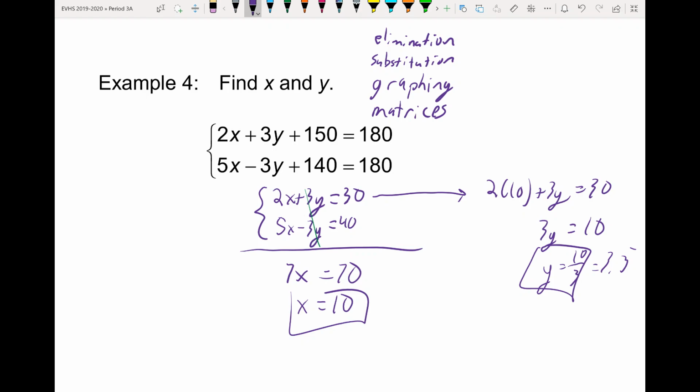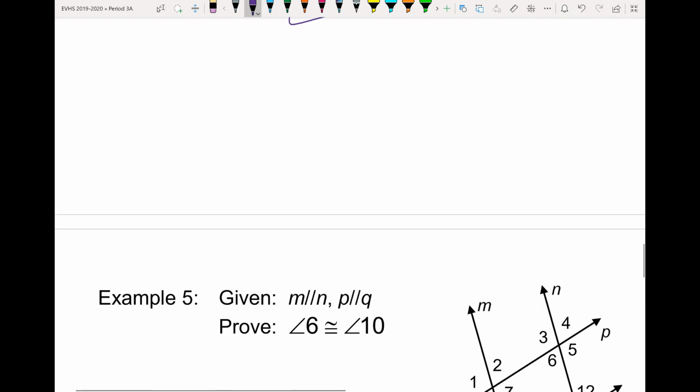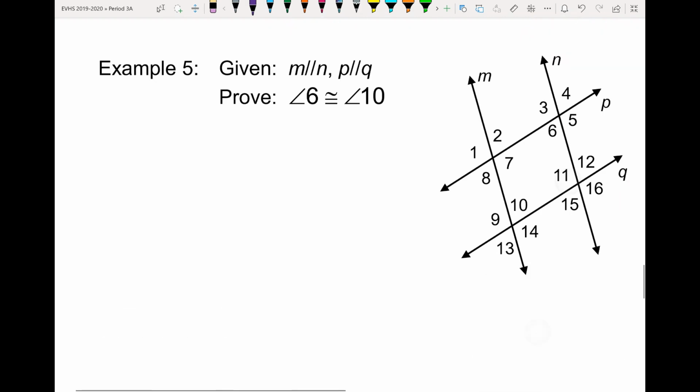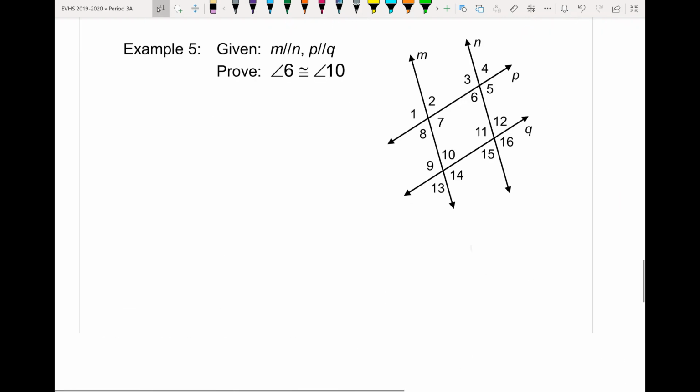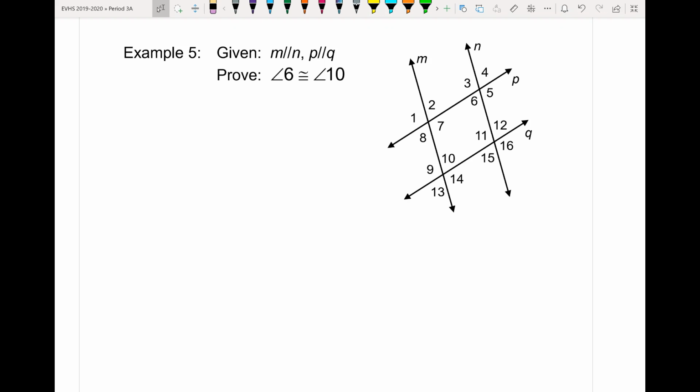All right, any questions on our systems problem? All right. Now your favorites. Proofs. Oh, yeah. Only 2 proofs today. Yay. Only 2.